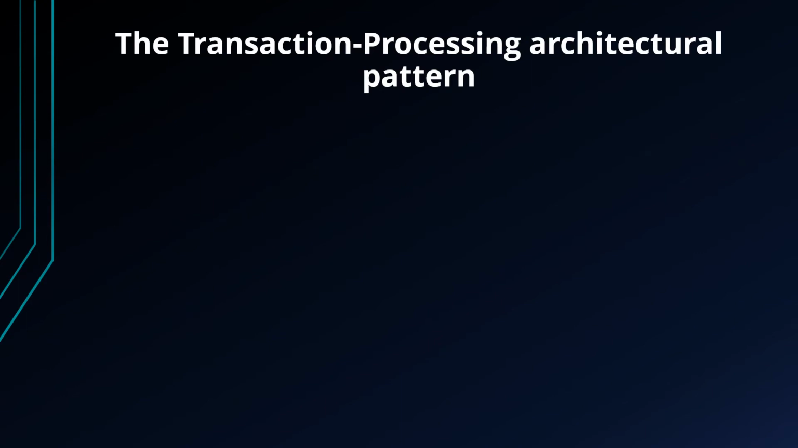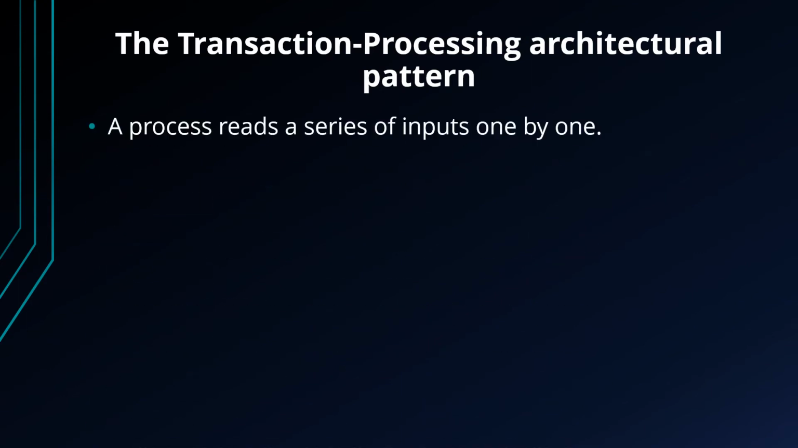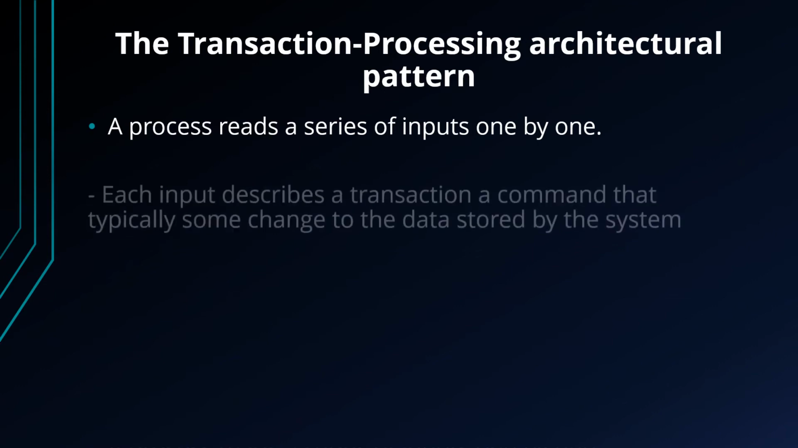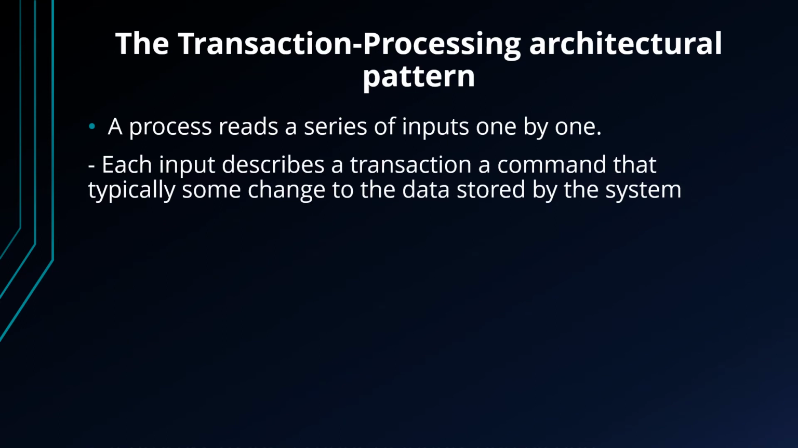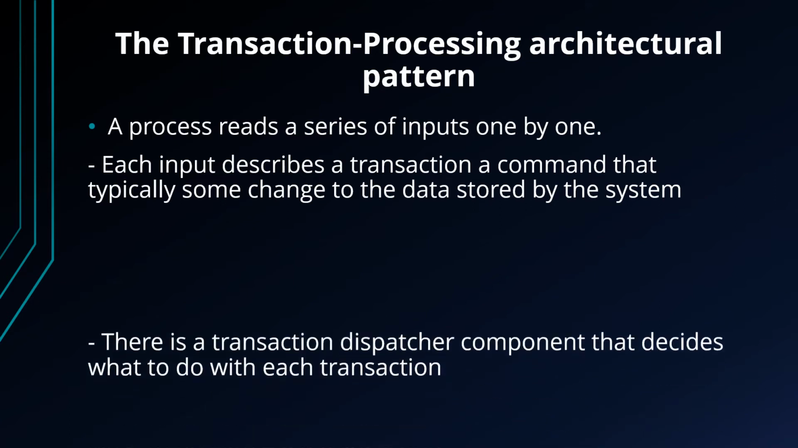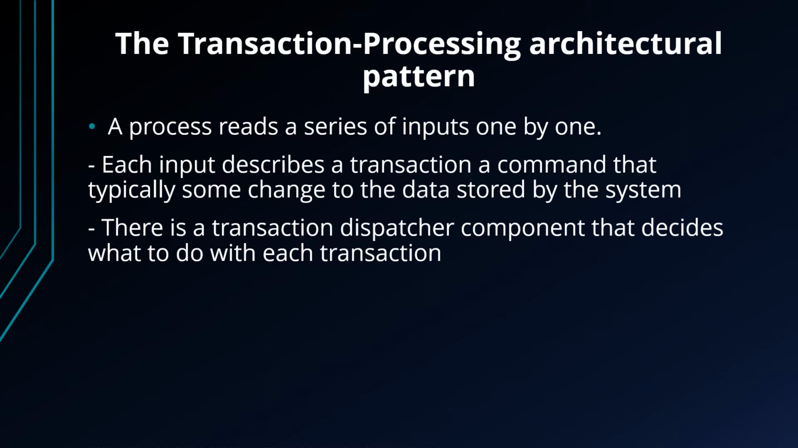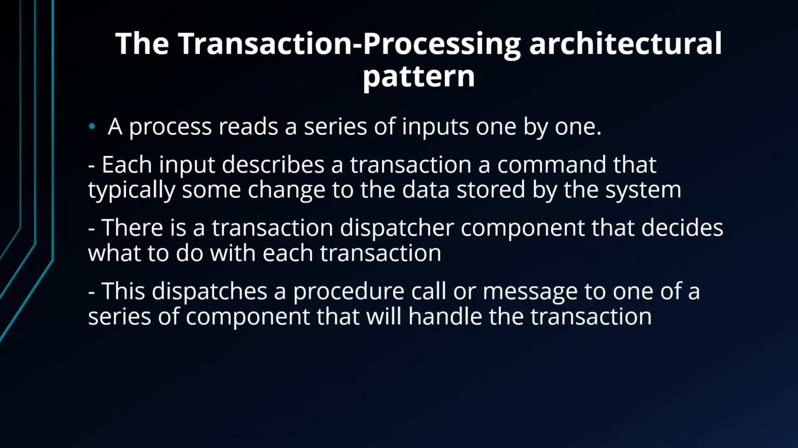The transaction processing architectural patterns. A process reads a series of inputs one by one. Each input describes a transaction, a command that typically makes some change to the data stored by the system. There is a transaction dispatcher component that decides what to do with each transaction. The dispatcher produces a call or message to one of a series of components that will handle the transactions.